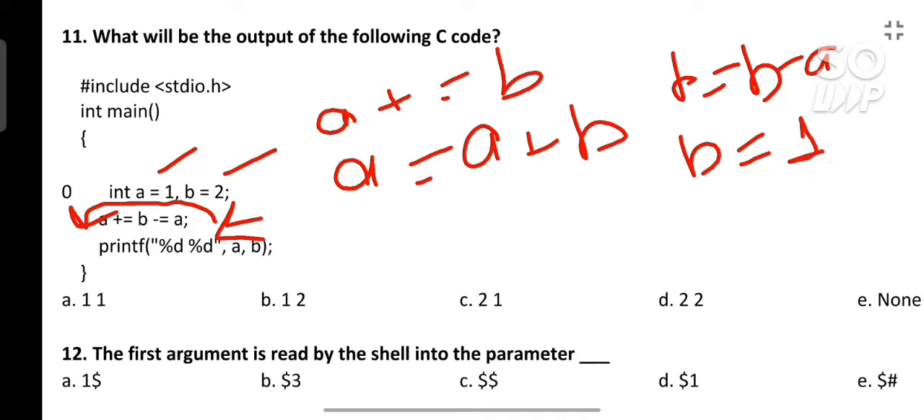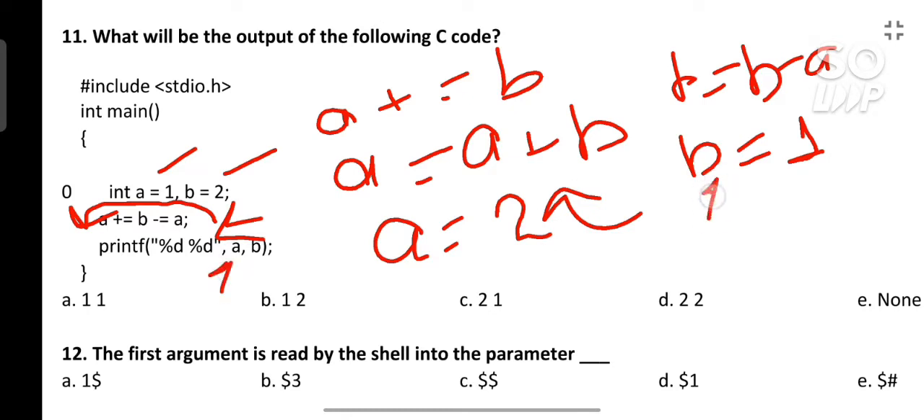Now it will come here, A = A + B. So A value is 1, B value is also 1. So now A's value will become 2. So here A value is 2 and B value is 1. So 2 and 1 will be printed. So the correct answer is option C. So this is a very good question. We just have to take care of the precedence, whether it is left to right precedence or right to left precedence. I hope it is clear.